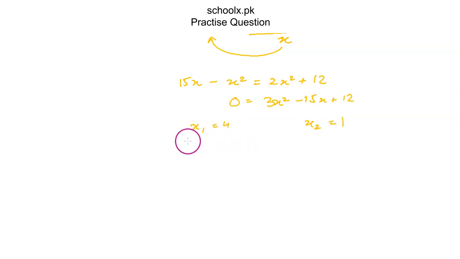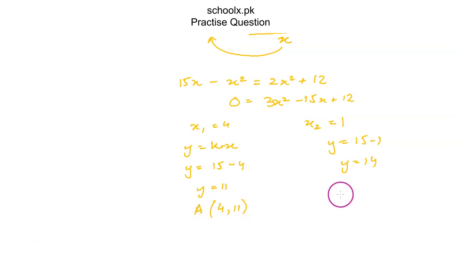So when x was 4, y was k minus x, 15 minus x. So 15 minus 4, when x was 4, y was 11. When x was 1, y was 14. So this is 4, 11. Let's say this is point A at which the curve cuts the line. This is point B, which is 1, 14. Right? We have A and B.